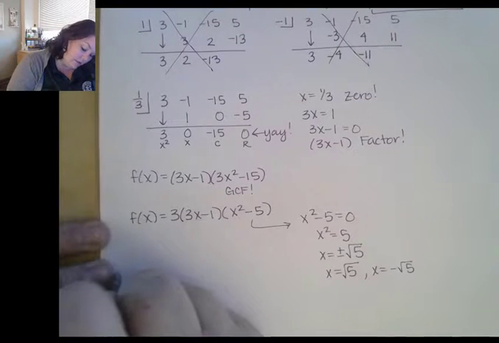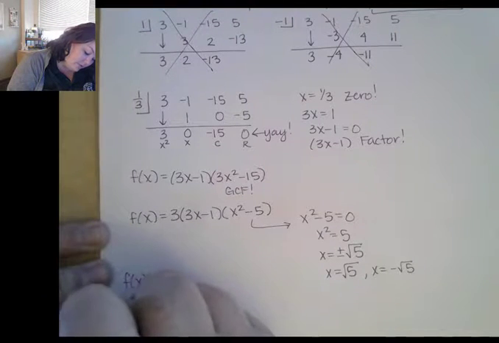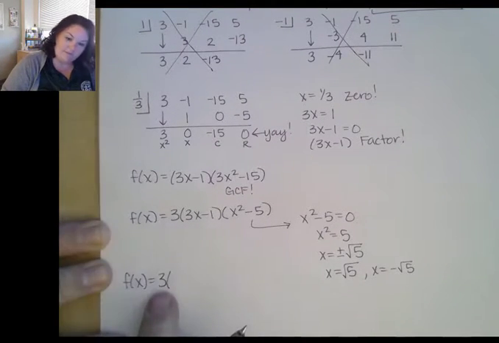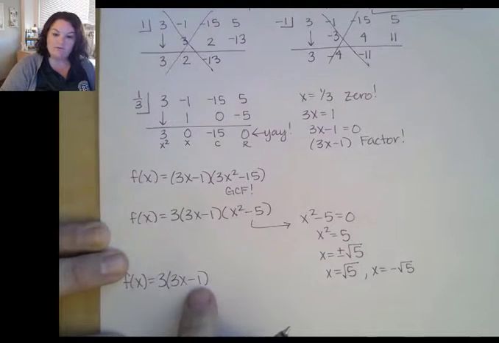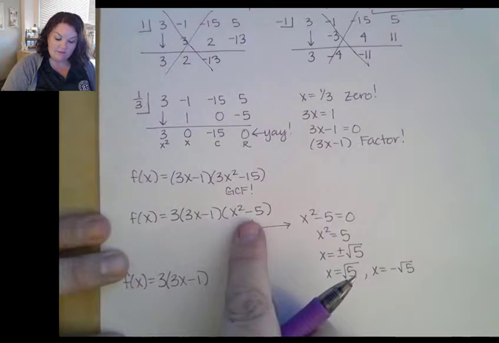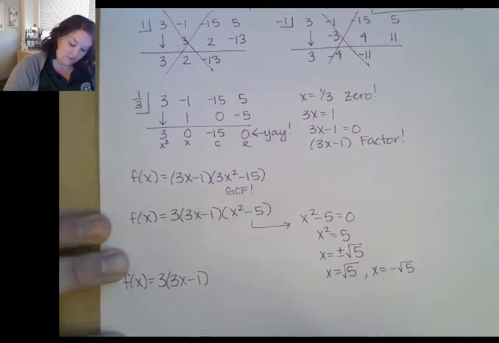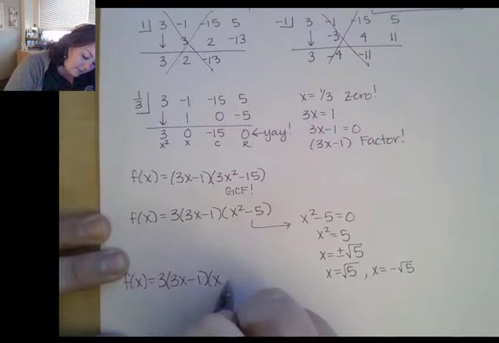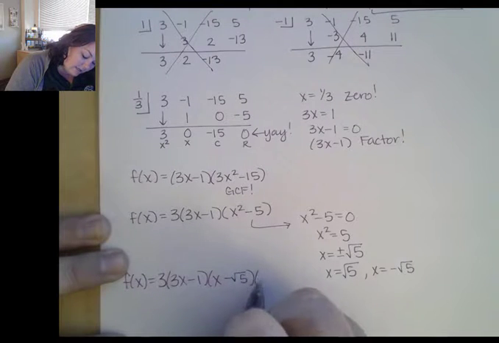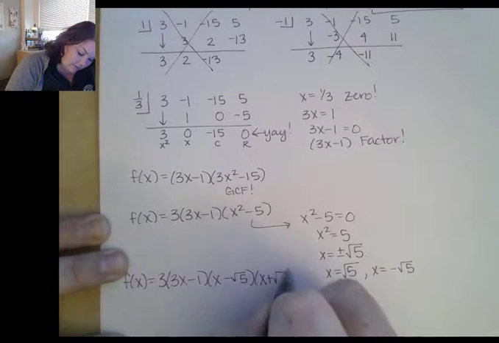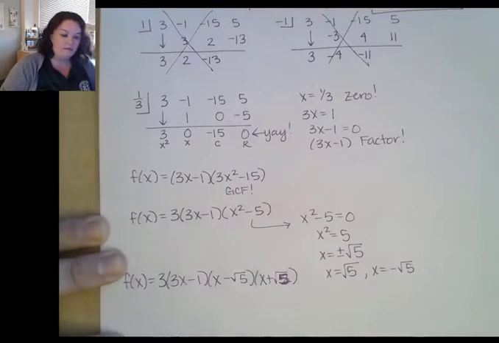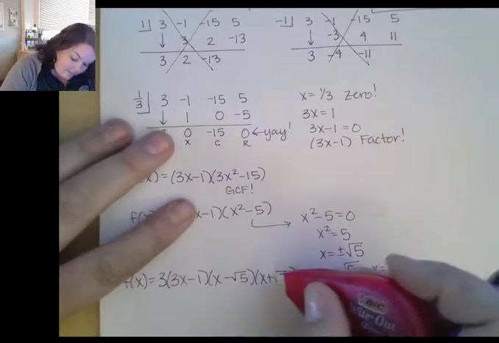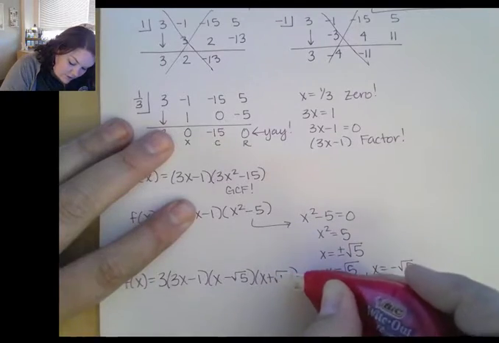So since I got 2 more zeros here, I should be able to write this as 2 new factors. So I have my original function, the greatest common factor that we found, the first factor that we got from our first synthetic, and then now the 2 factors that came from these solutions, which would be x minus the square root of 5 and x plus the square root of 5. Oop, 5, not 2. Okay, that looks horrible. Let me fix it. This is why teachers have whiteout.